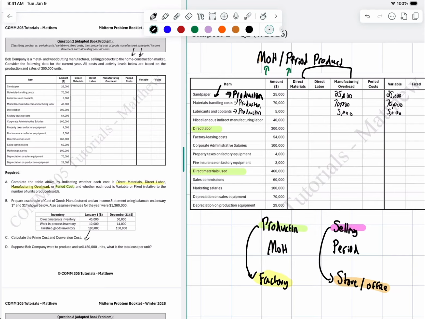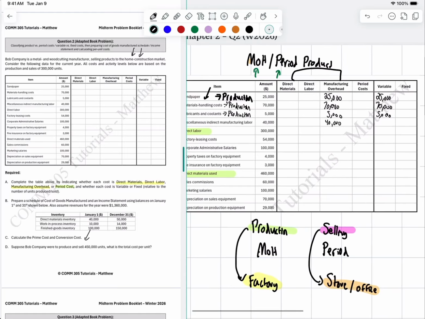Okay. So next, miscellaneous indirect labor. Okay, so guys, the good thing is here, miscellaneous indirect manufacturing labor. So they already tell you it's manufacturing. And guys, the key word here, indirect. All right, indirect labor. We know from the theory video, indirect labor is overhead. So I'm gonna put 40,000 here. Okay. And then guys, indirect labor, it falls under variable because it's miscellaneous.